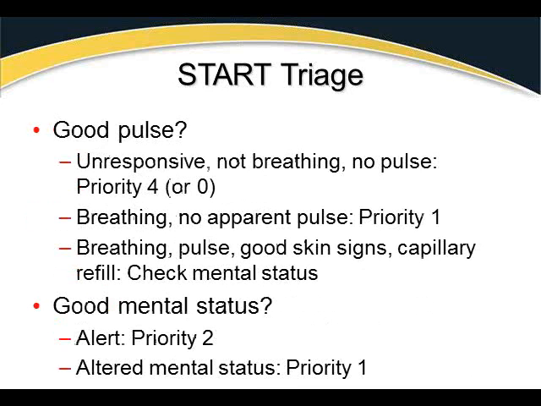So if we get passed on down to pulse, if they are unresponsive, not breathing, and no pulse, they're dead. Priority 4, black. So if they're breathing but have no apparent pulse, they're priority 1. We may be able to do something with that. But the reason is if they're breathing, they do have a pulse. It just may be so weak we can't find it yet. So if they're breathing, they have a pulse, they have good skin signs, and good capillary refill, then we're going to check their mental status. If they're alert, they're priority 2. If they're altered, they're priority 1.